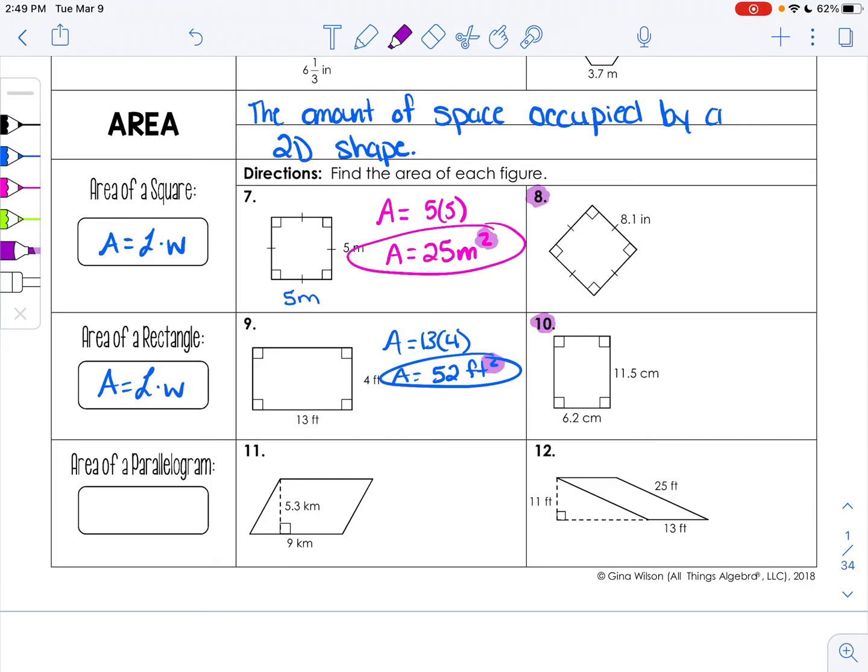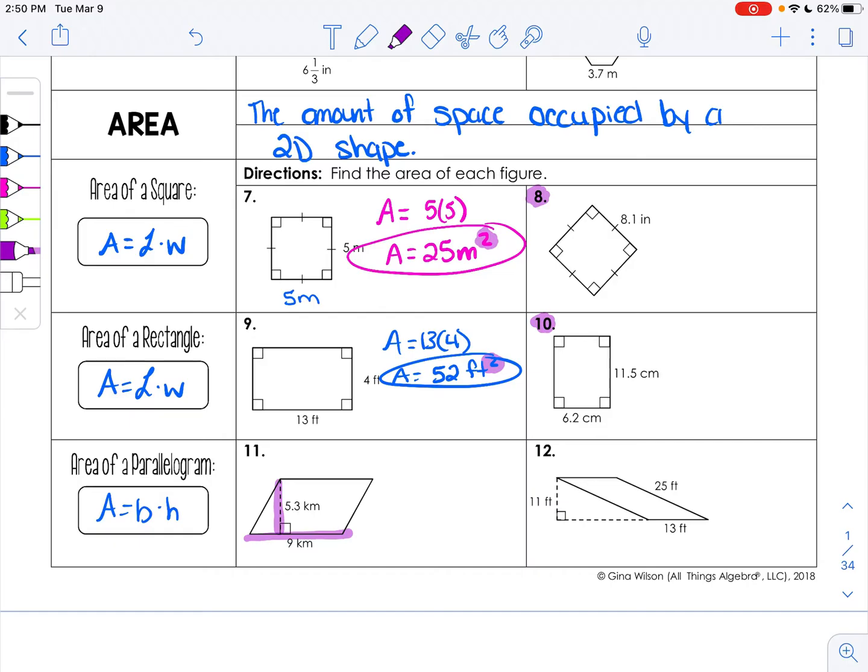The area of a parallelogram for numbers 11 through 14 are very similar to the area of a rectangle. We just use a different terminology. So the area of a parallelogram is our base times our height. So instead of length and width, we use base and height. And we do that because a parallelogram is leaning. So we want to make sure we're using the height that goes straight up and down, not the side that's leaning. So when you find the area, you don't want to use this side like we did with our rectangle. You want to make sure that you're using this height and this base.